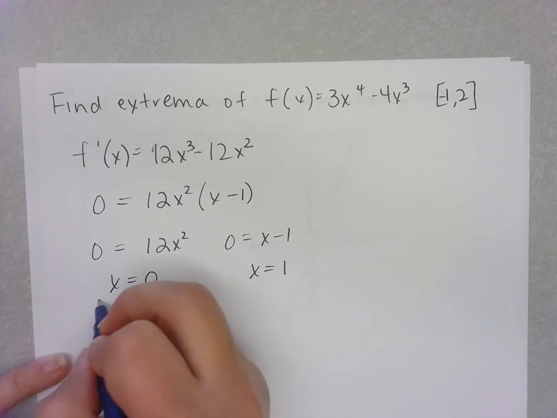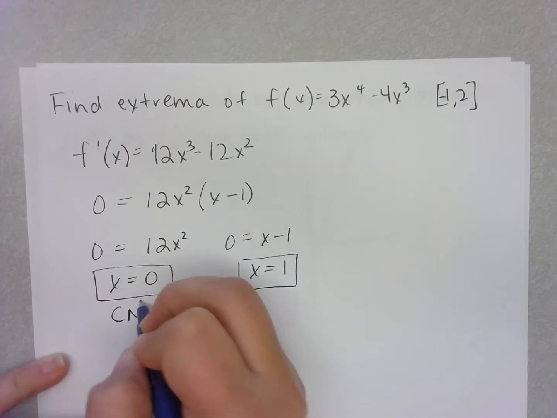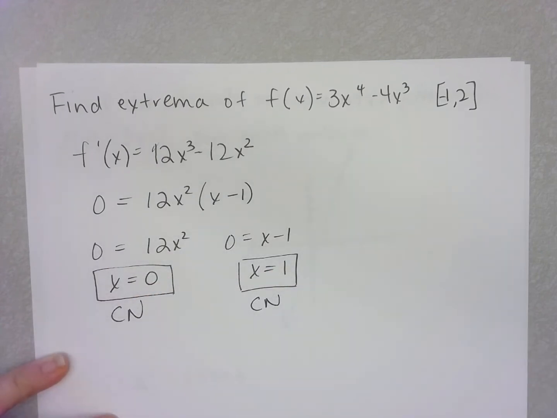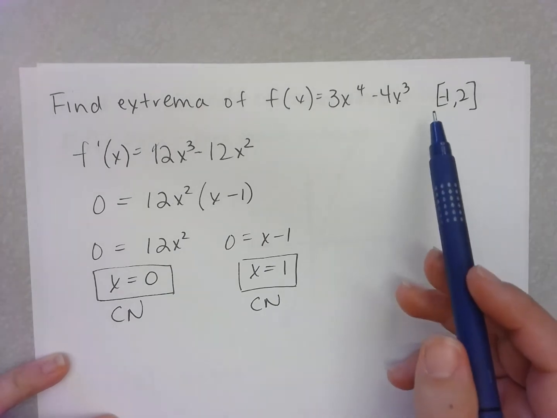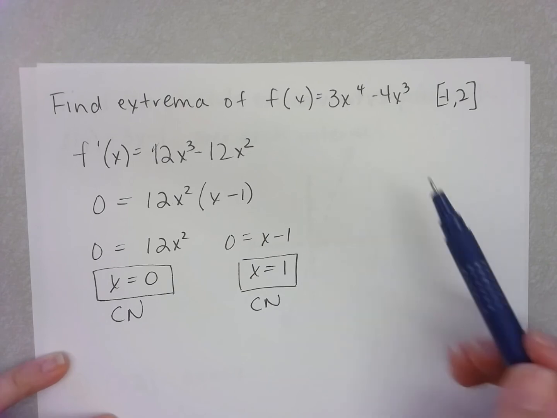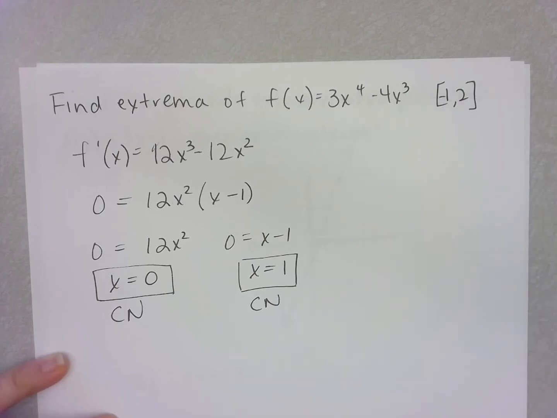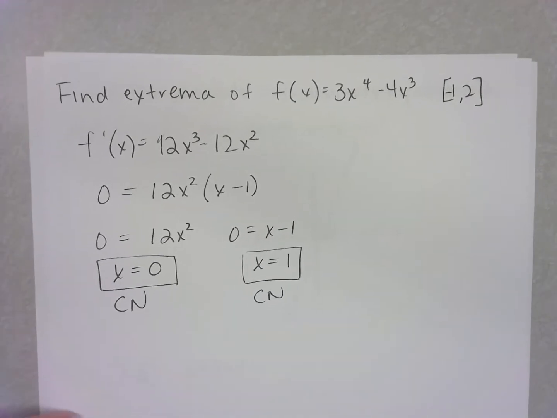Now these are my critical numbers, I'm just going to call them CN for short. They're both in my interval, they're between -1 and 2. If I had, for instance, found x equals 3, then I could throw it out in this particular case because it's not in my interval, it's outside of where I'm looking.